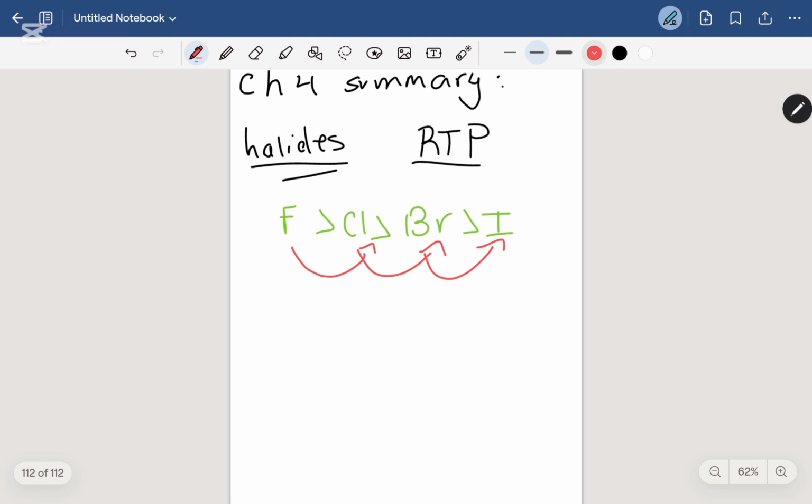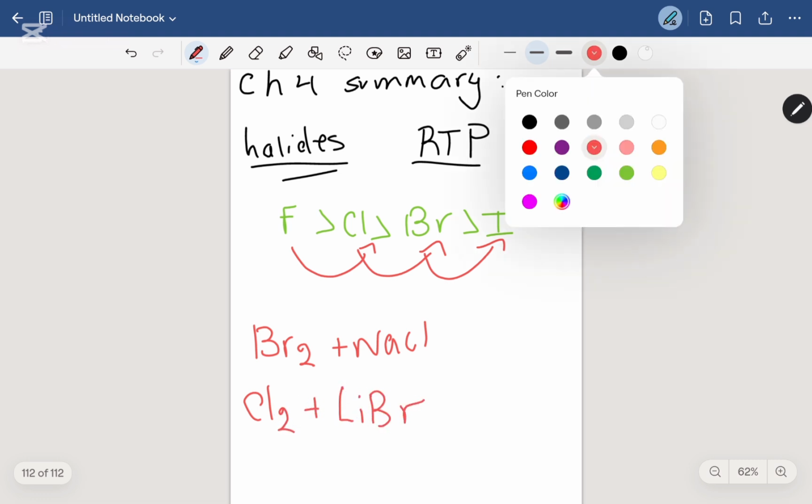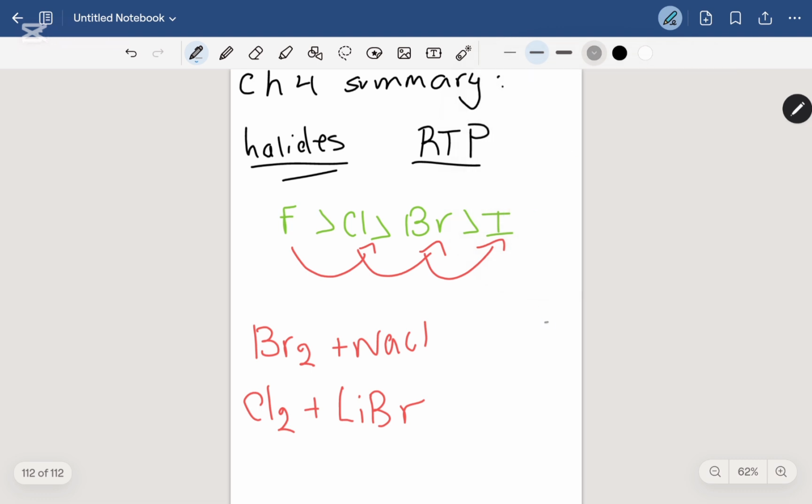Let us take two examples. Let us take Br2 plus NaCl, okay? And then Cl2 plus LiBr. These are just two random examples. Now, following the order, we know that definitely Cl is stronger than Br. So what's going to happen is something called displacement. In this case, you have Br2 plus NaCl. So is the Br2 going to displace the ion of Cl? Definitely not, because Br is not stronger than Cl.